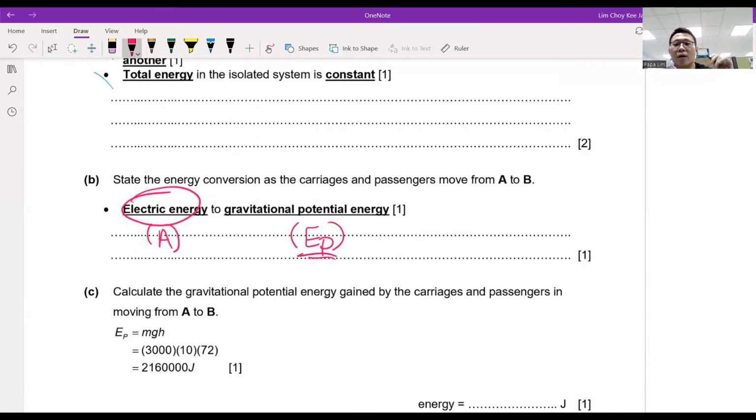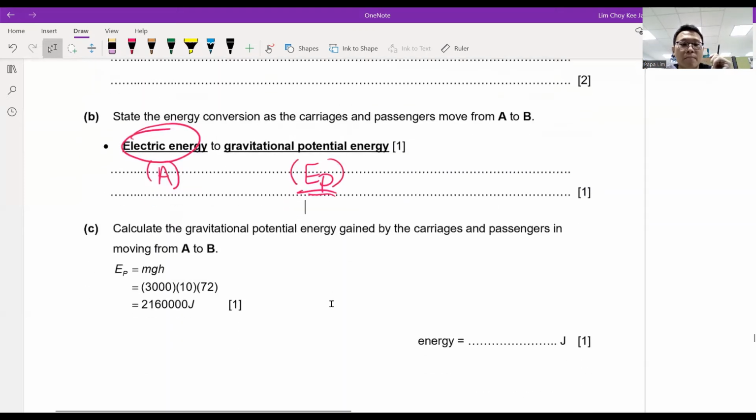Okay, and that's how I know what conversions are happening at different parts of the question. By identifying them first, look at the questions to see what energy is available. Now at point C, calculate the potential energy from point A to B, which is straightforward: mgh. Things to take note: the height given for point B is 72 meters. Stay in the question.